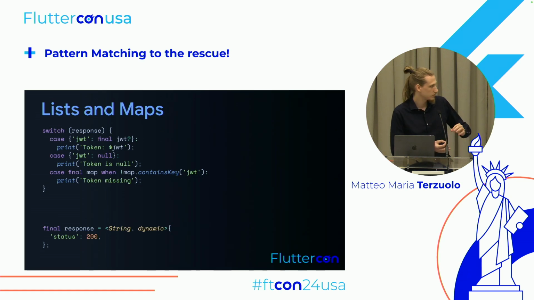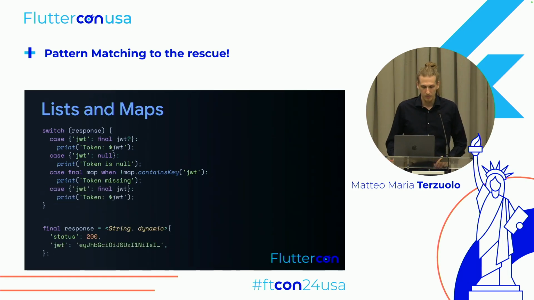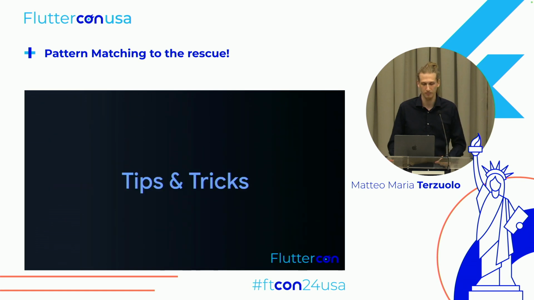The syntax is kind of weird, but what I'm actually trying to do there is I'm typing final map, which is just response but renamed, and then I say when the map does not contain JWT. And as last, just extracting the JWT, so it can be null, it can have a value, and it's just an extraction of that variable from the map.